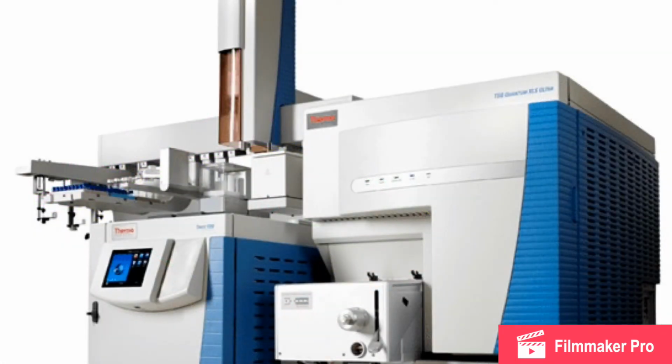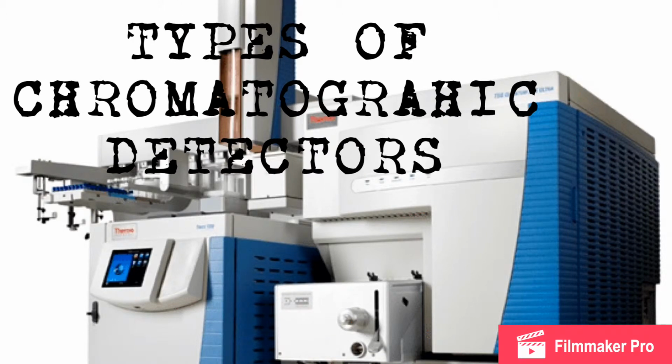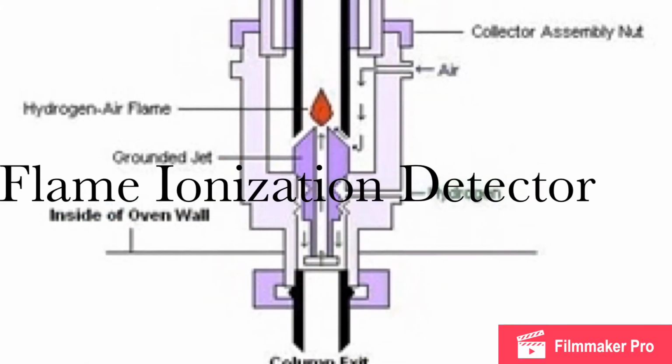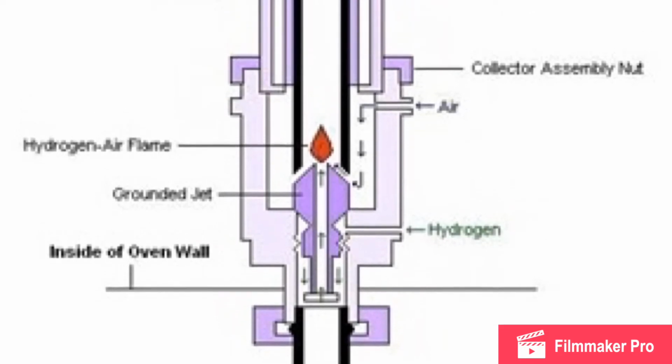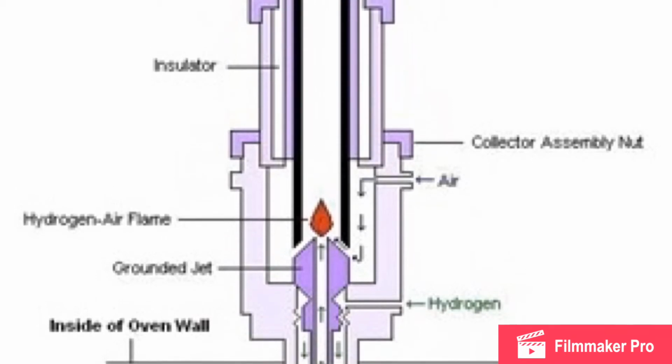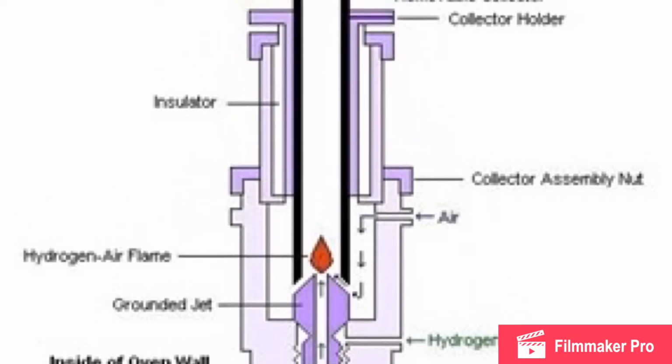Since we already know the different instruments used in gas chromatography, let us now continue with the different types of detectors used in gas chromatography. The first one is the flame ionization detector. It is the most widely and generally applicable detector for gas chromatography. The most applicable samples for this type of detector are hydrocarbons.